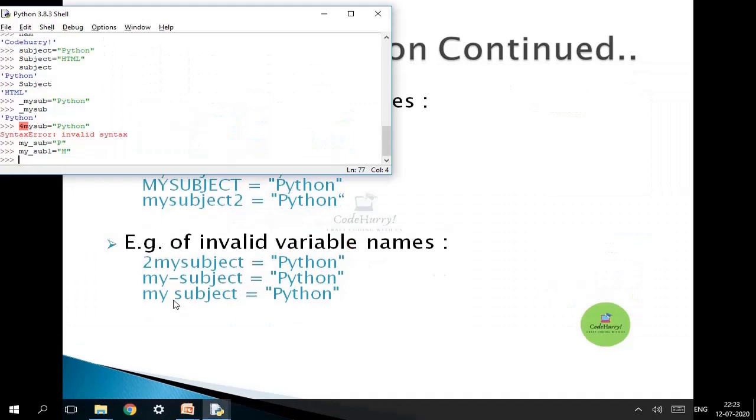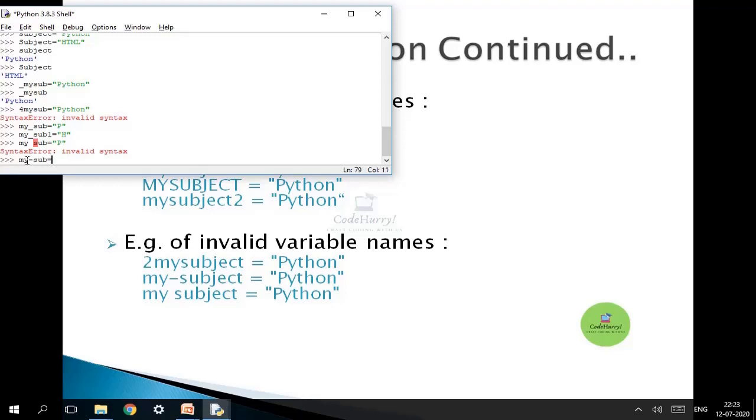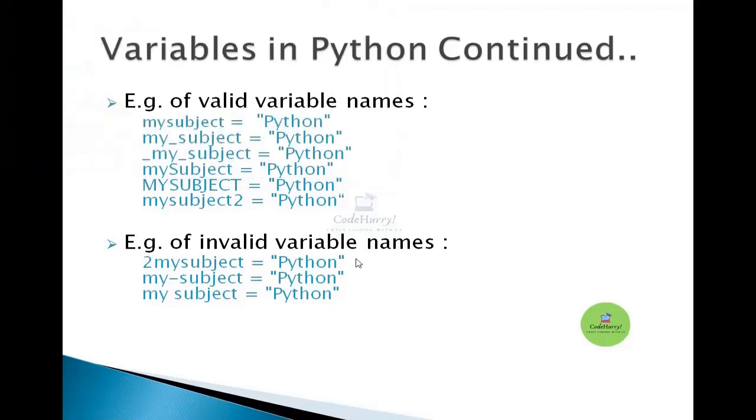If you try to do this, my space sub is equal to P. See, it has given a syntax error. It has indicated that before S there is a space, so it is not valid. Now again, my hyphen sub is equal to P. See, it says cannot assign to operator. It has considered this hyphen as an operator. So in this way, these are considered invalid variable names.